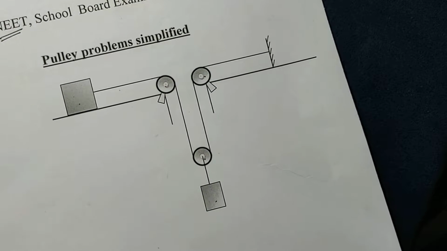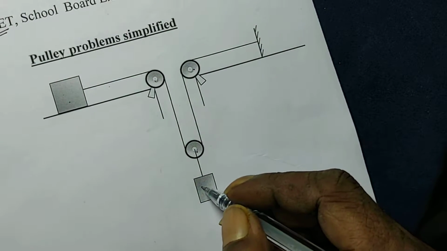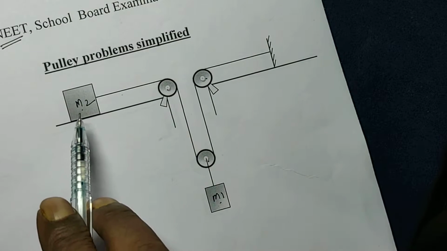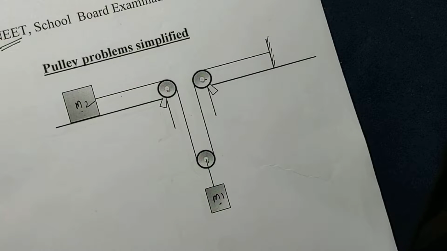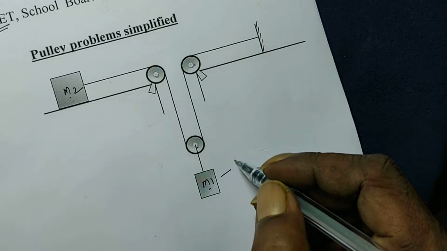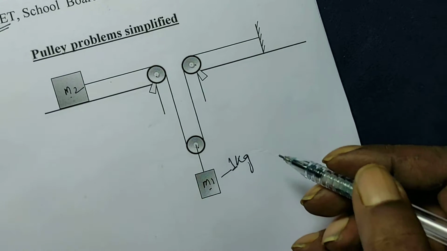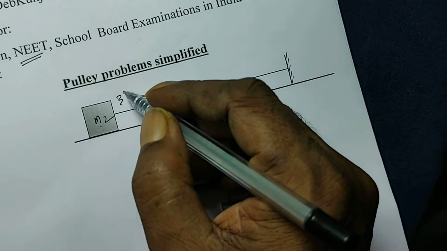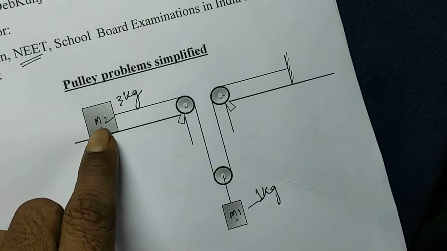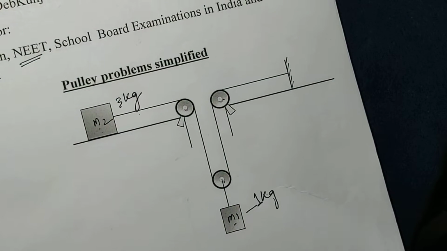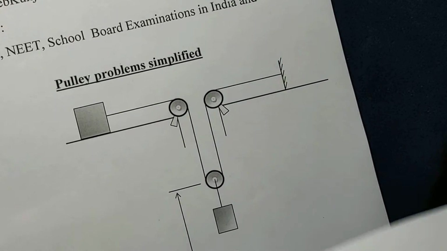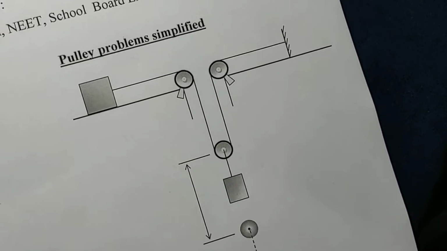Now you can take this as M1 and this as M2, or the other way around. But for simplicity, I will take this as 1 kg, and I will take this as 3 kilograms. You can take this as 3 kg and this as 1 kilogram, no problem. But the explanation remains the same. So let me go to another diagram which I have redrawn for you. The same situation.